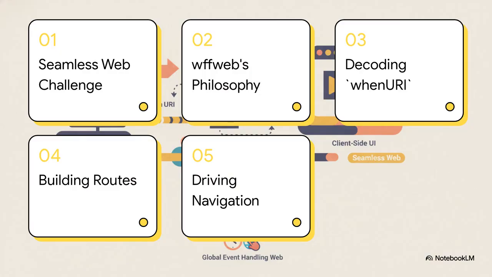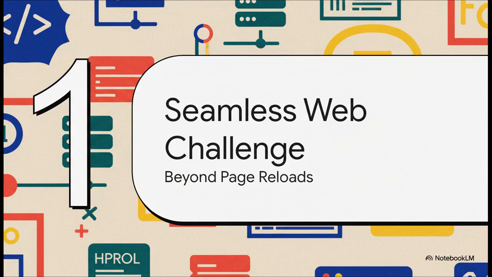Okay, here's our game plan for this explainer. We'll start by setting the stage with the Seamless Web Challenge. Then we'll dive into wffweb's unique philosophy on this. After that, we'll get into the main event, decoding the whenURI method. We'll build some routes step by step, and then we'll wrap up by looking at how you can actually trigger navigation from both the client and the server. Let's do it.